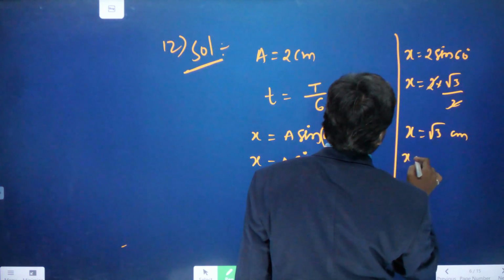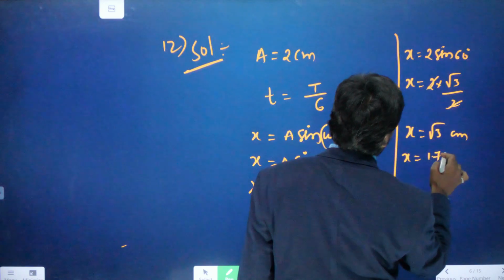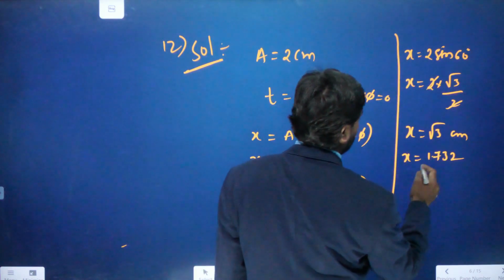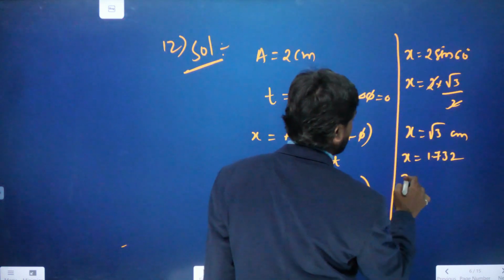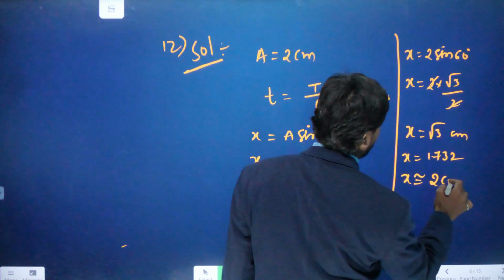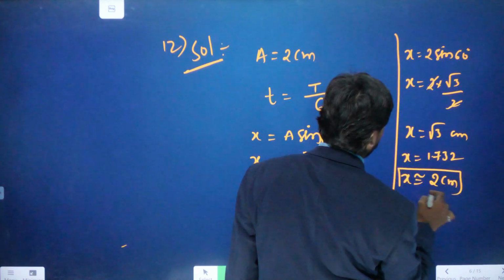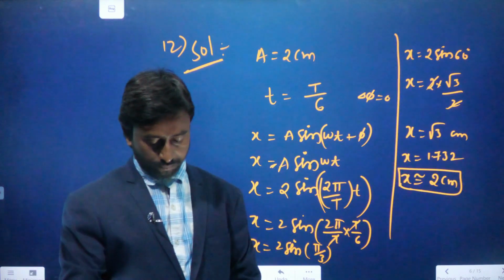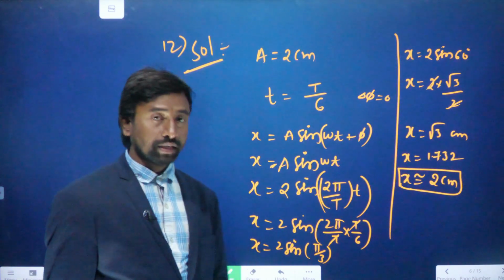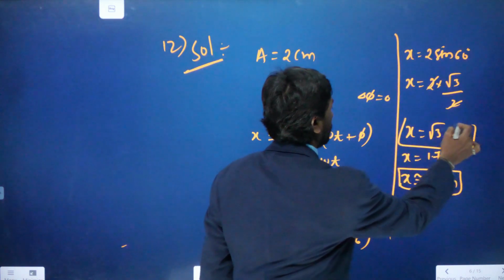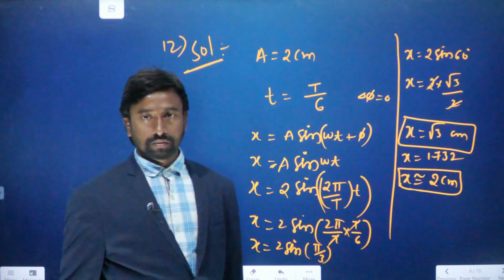That is nothing but x is equal to 1.732. Therefore, approximately we can write x is equal to 2 centimeters. Or directly it is given there in terms of root 3 only, so we can take this as the answer then: root 3 centimeters.